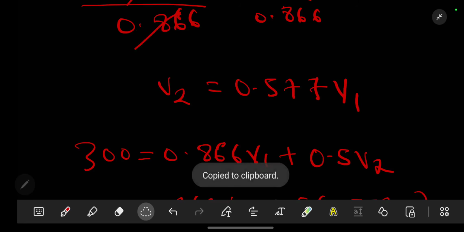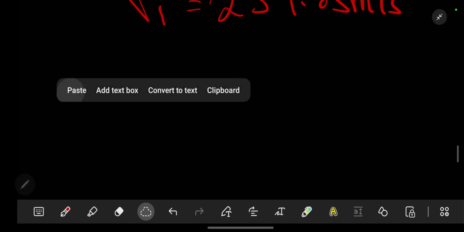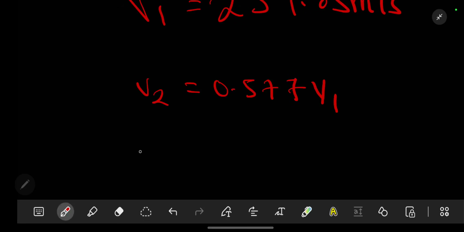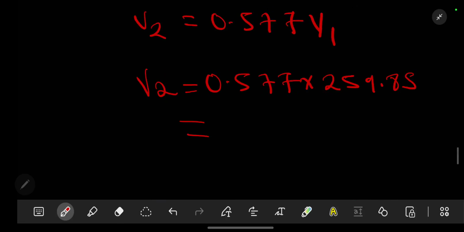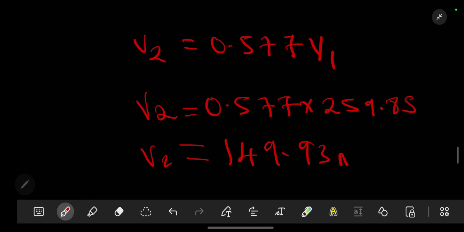Remember, we have said that V1 is equal to this. Getting this equation, we have V2 is equal to that, so we replace: V2 is equal to 0.577 times V1, which is 259.85, which we have found. So multiplying 259.85 times 0.577, this gives us a value equivalent to 149.9. So this will be our value of V2, in meters per second.